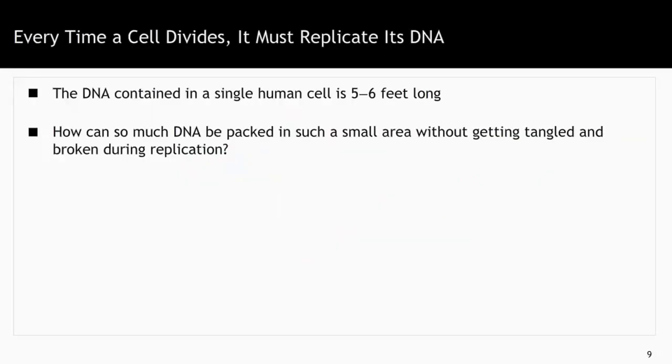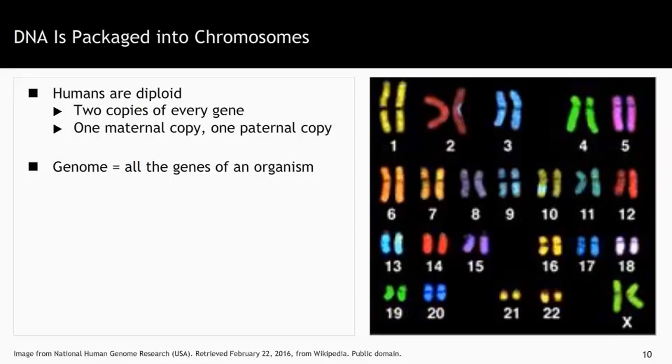Every time a cell divides, it must replicate its DNA in order to pass on the instructions for life to its daughter cells. In a single nucleus of a cell, 5 to 6 feet of DNA is contained. So how can so much DNA be packed in such a small area without getting tangled and broken during replication? Organisms have solved this problem by packing DNA into chromosomes, which you can see in the fluorescence in situ hybridization, or FISH, that is on the right.